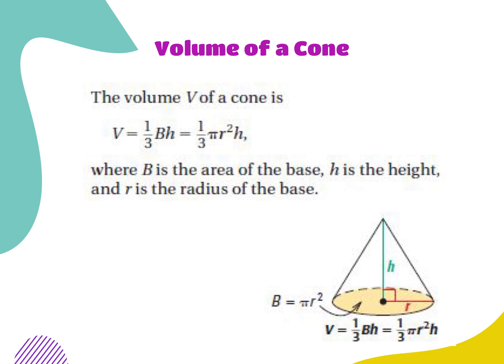And then we get to volume. The volume of a cone is, like we talked about, 1/3 area of the base times height, or we can expand it and write in that the area of the base is pi r squared. And now we're going to solve some problems.